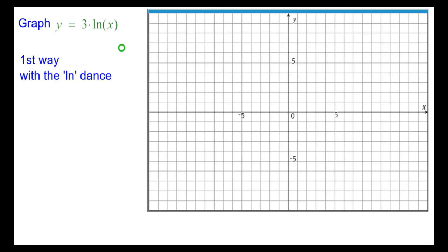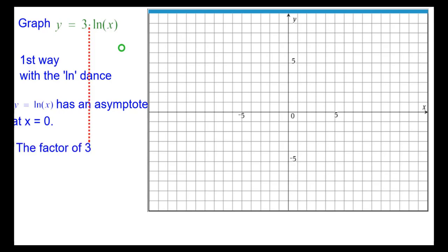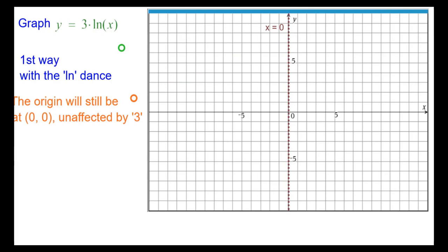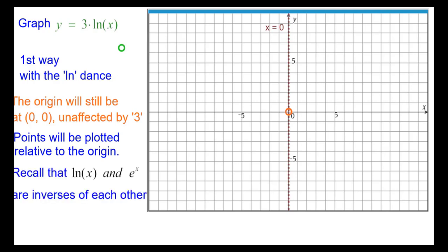The first way is with the natural log dance. Y equals the natural log of x has an asymptote at x equals 0, which is the y-axis. The factor of 3 does not affect the asymptote at all. So we'll go ahead and draw in that asymptote, that vertical asymptote. The origin is also unaffected by this 3. And so we'll plot that, and our points will be plotted relative to this origin.